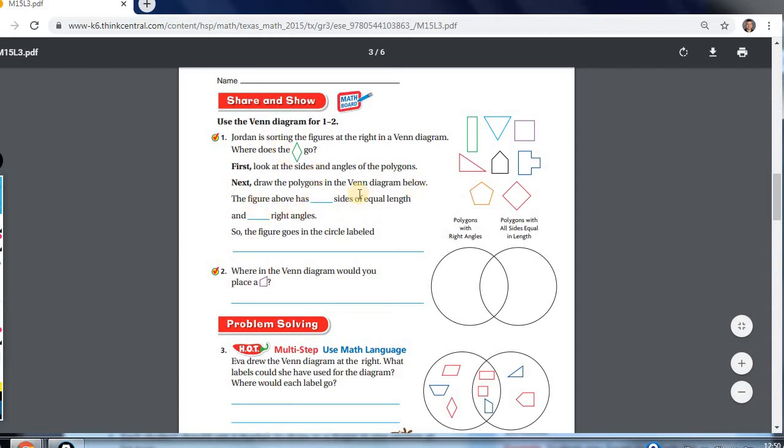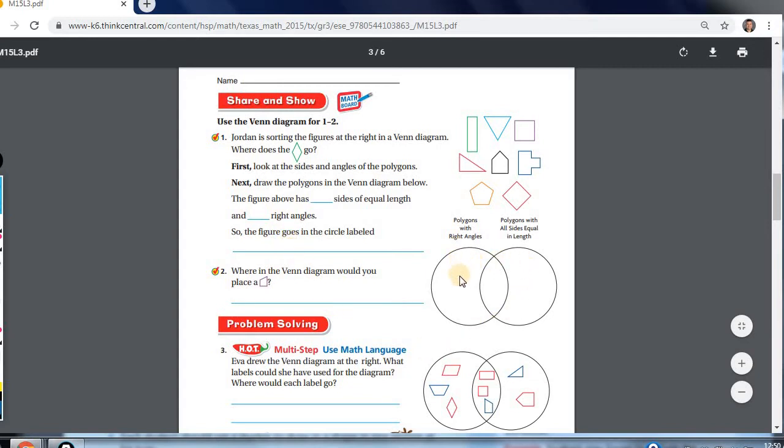Okay, let's wait on this a bit. Let's look at this shape here. How many sides of equal length does the figure have? It has 4. How many right angles? 0. It has no right angles. So where would it go here?